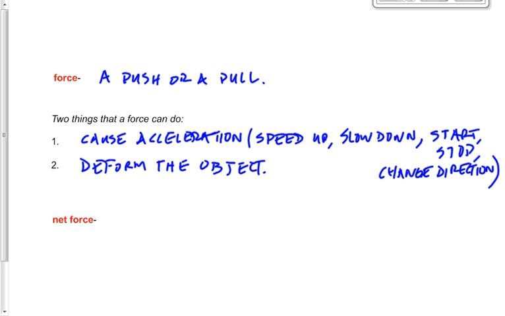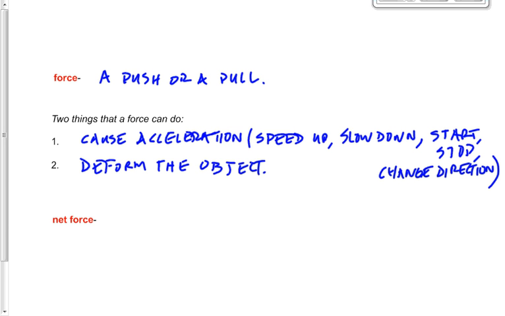So a force has to do one of those two things, or both of those two things. Even when I push on this desk right now, am I accelerating the desk? No. Am I deforming the desk? A little bit, a tiny little bit. Not a measurable amount probably, but I am deforming it a little bit.